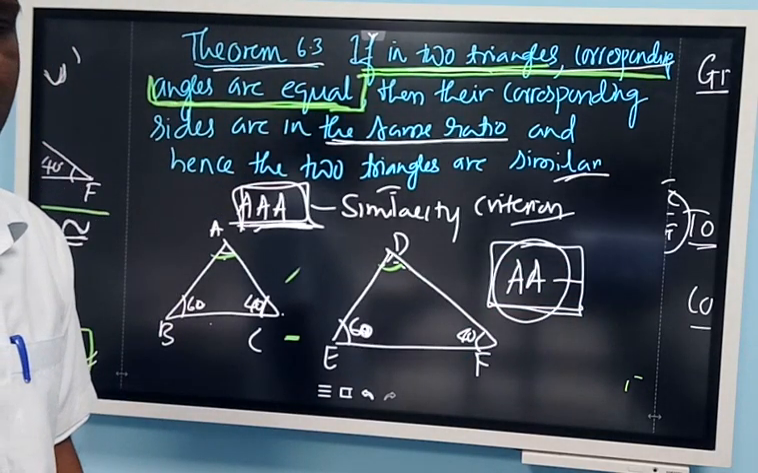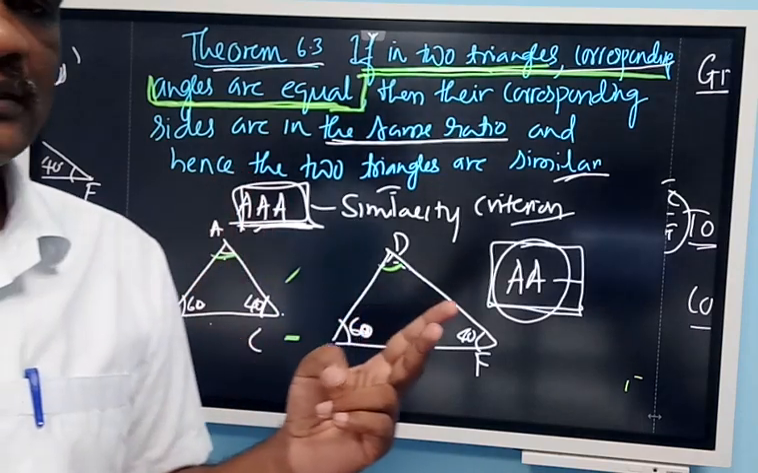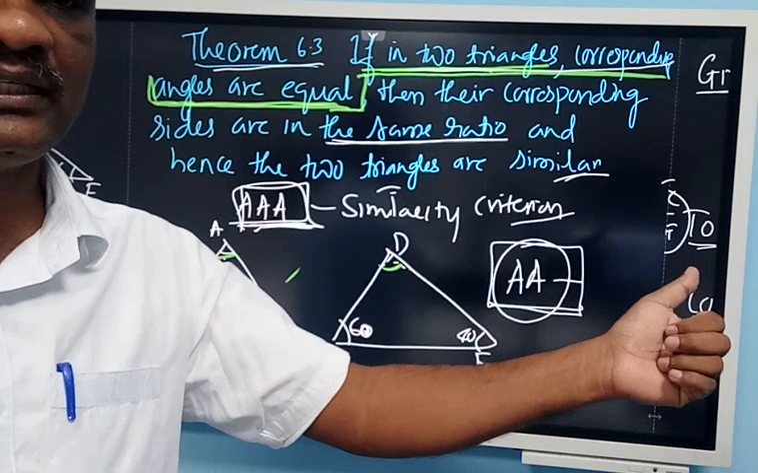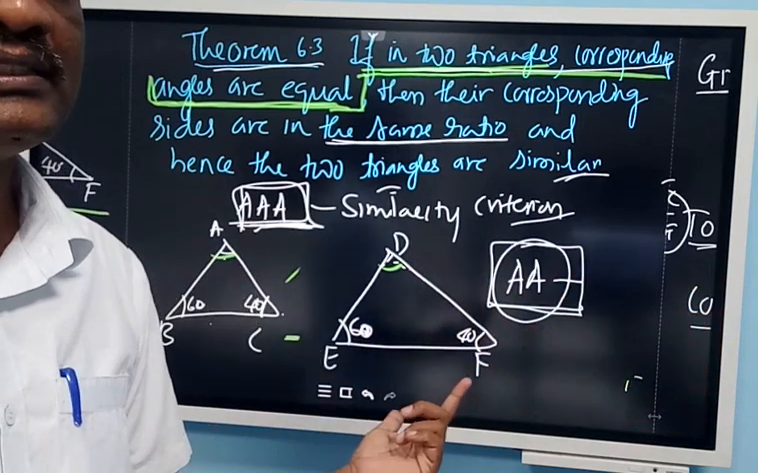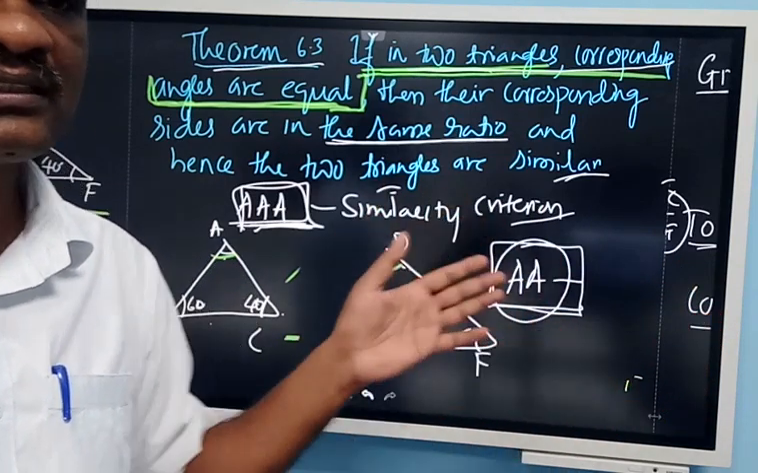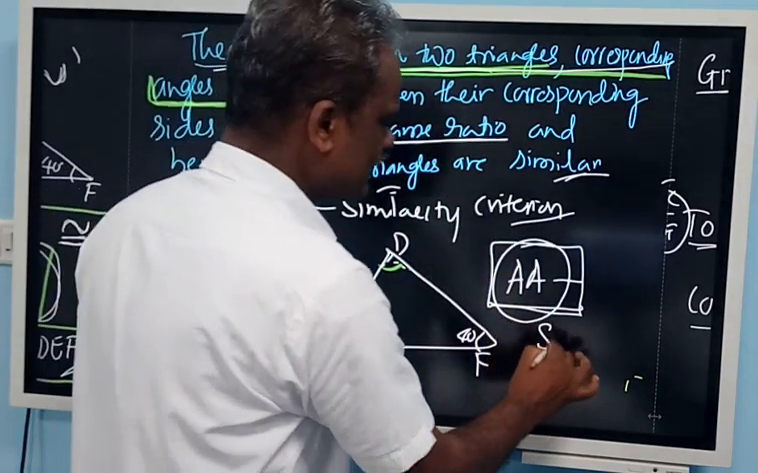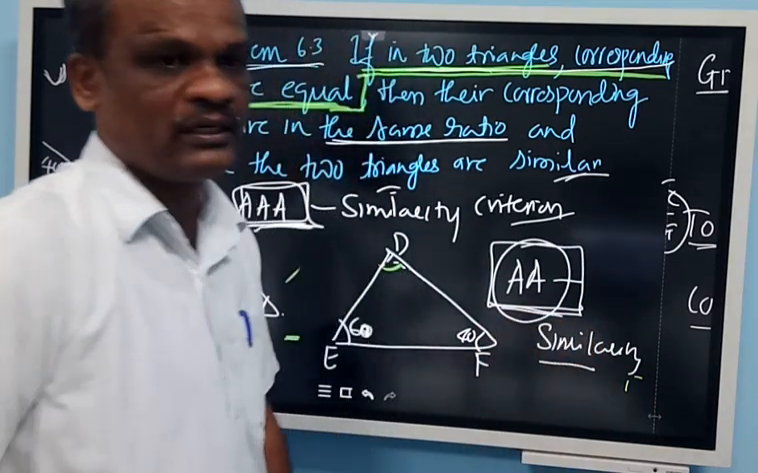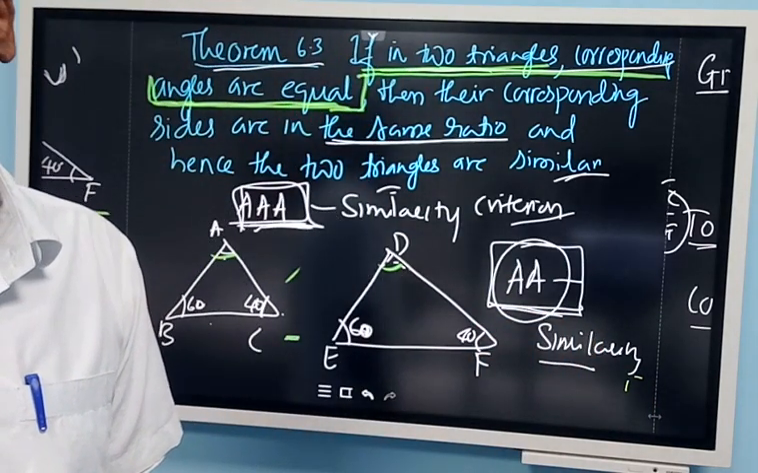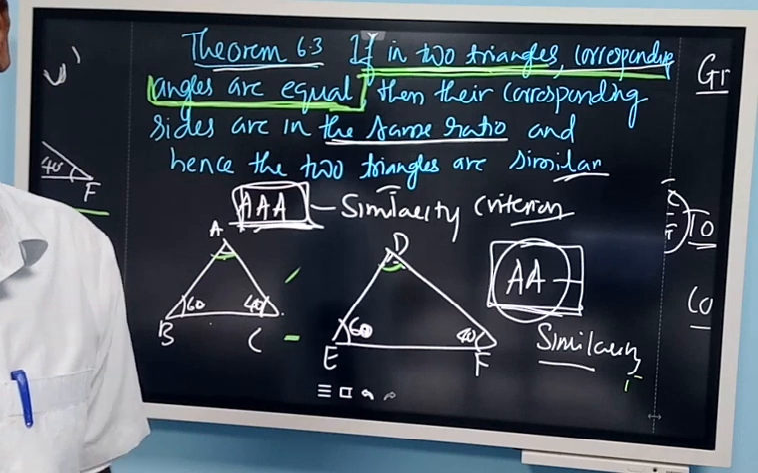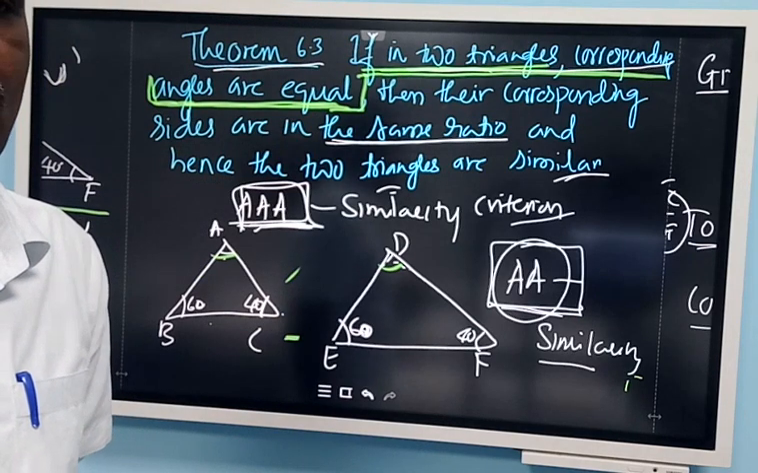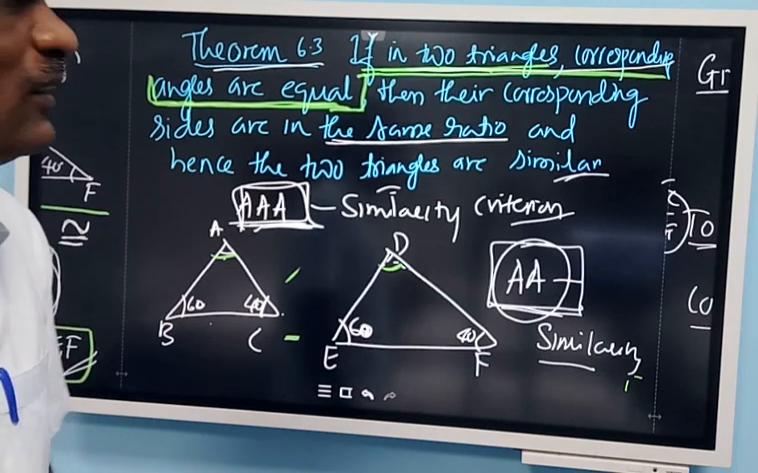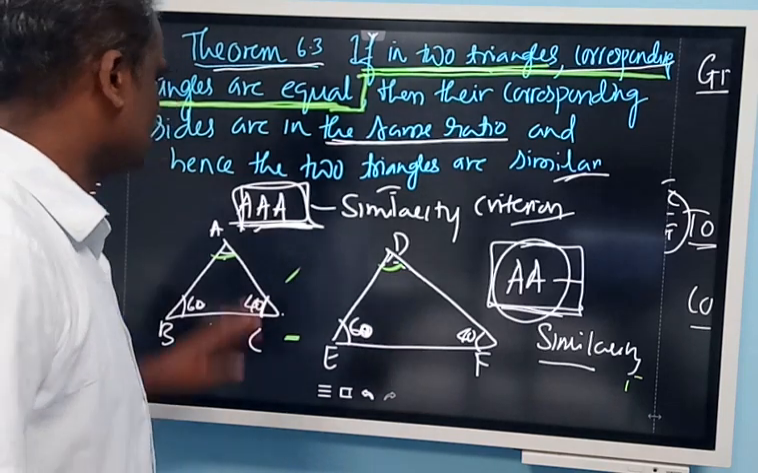So what is the statement of AA similarity? In two triangles, if two angles of one triangle are respectively equal to two angles of another triangle, then the two triangles are similar. This is called the AA similarity criterion. You can note down the definition statement of the AA similarity criterion. If two angles of one triangle are respectively equal to two angles of another triangle, then the two triangles are similar. Is it clear?